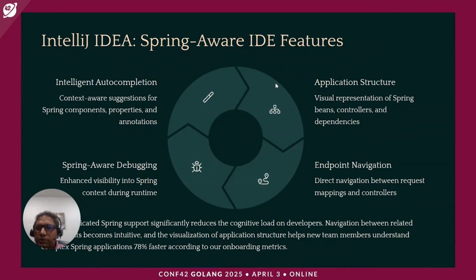The next is how Spring Boot works with IDEs like IntelliJ. Here I am going to talk about IntelliJ. Basically, IntelliJ will help you with automatic code suggestions. Whenever you write code, it will help you with some code snippets, and with debugging.